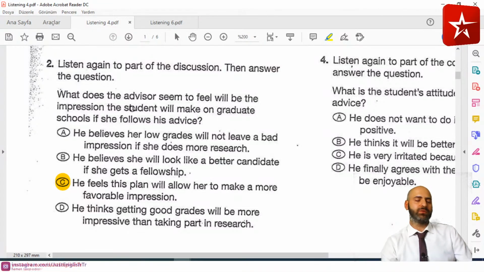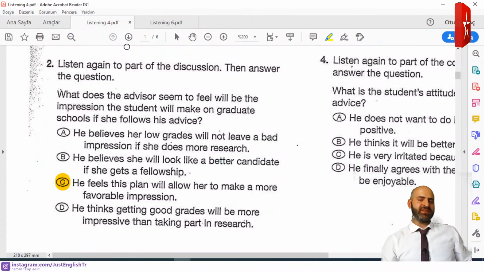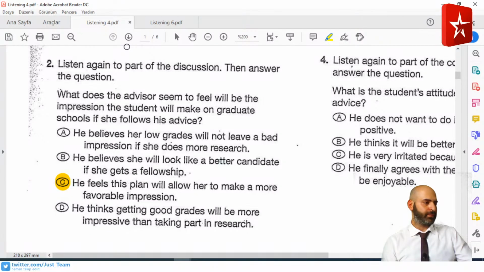Good job, girls. I think we can do one more exercise like this. We will listen to one conversation again, the full conversation. Then I will play the file with questions and answer 2 more questions. Let's play another conversation.